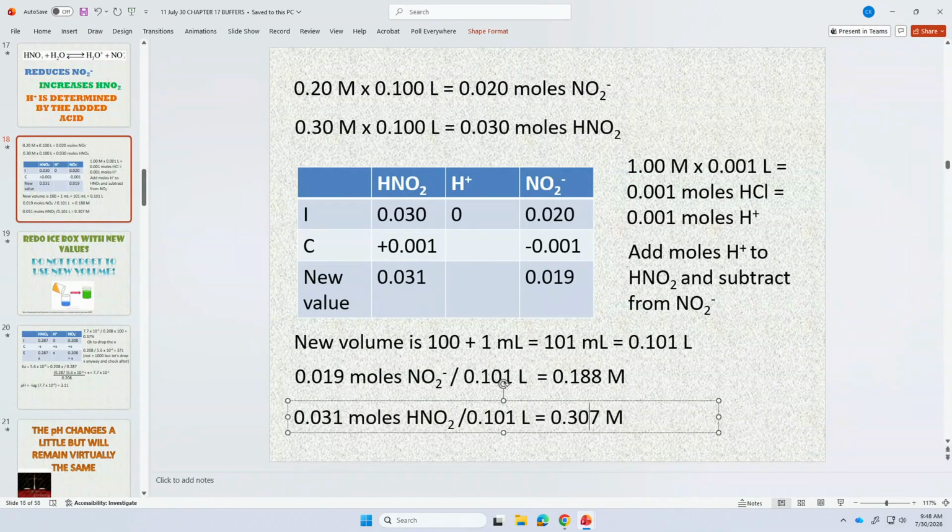Seriously, guys, I thought I fixed all of this yesterday afternoon. So I've removed some of the NO2 minus. I've added to the HNO2. And I'm going to start setting up a new ICE box.